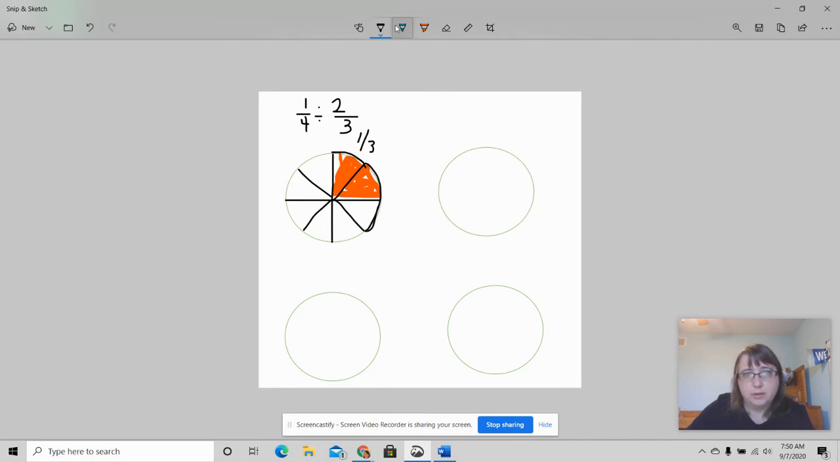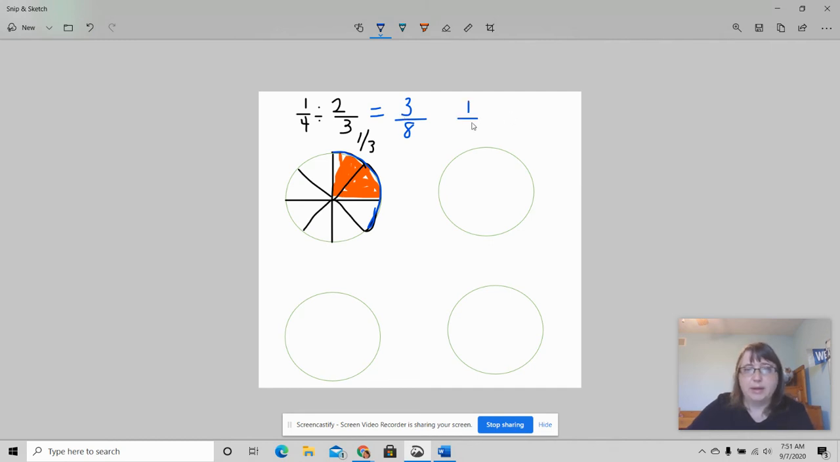So whatever I'm looking for, it's this part right here. So I have to see what fraction of the whole that is. And if I count 1, 2, 3, 4, 5, 6, 7, 8, that's a total of 8. And I have 3 of them, 3/8.